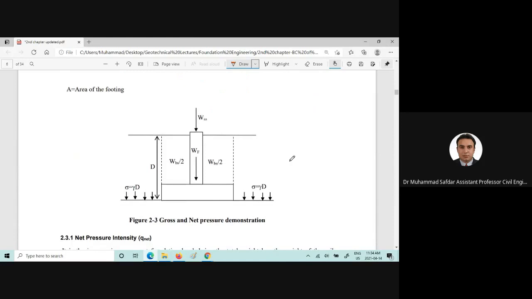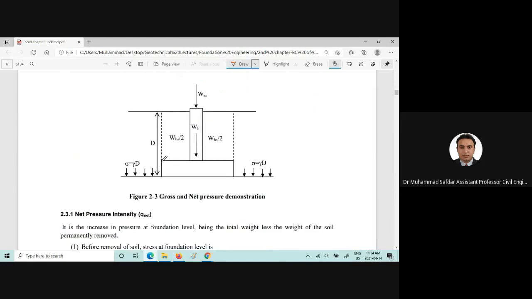Now, here is an illustration of how we can find this out. This is the superstructure, this is the weight of the foundation, and here the backfill soil is also applying load. Here is the area, we call it B.